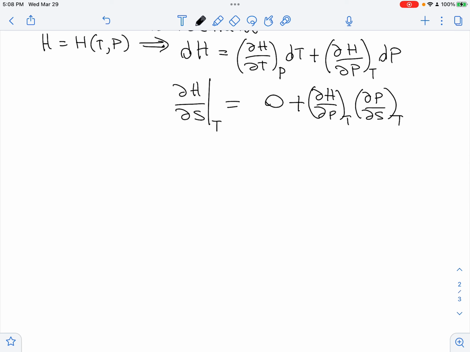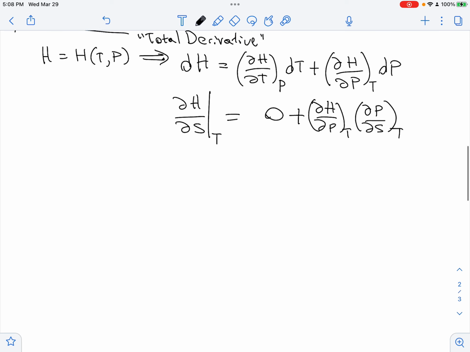Okay, partial derivatives, just to be clear, imply that, for example in this one, we acknowledge that H depends both on pressure and temperature, so when we take a derivative with respect to temperature, we hold P constant, or we treat it as if it's a constant.